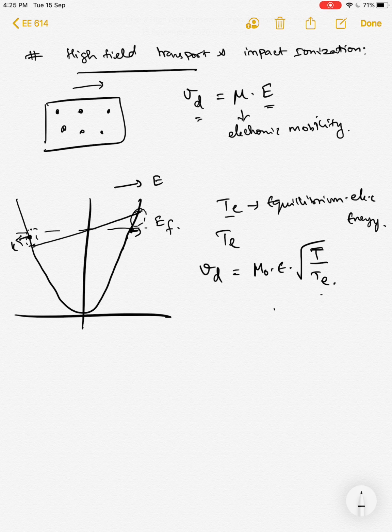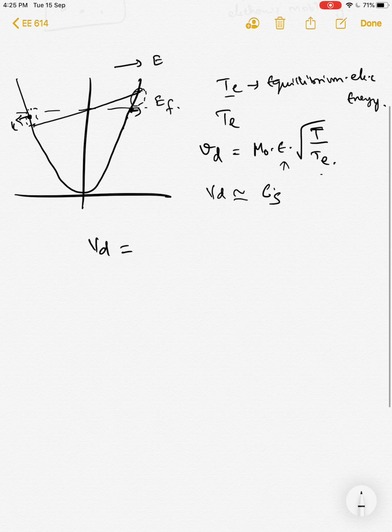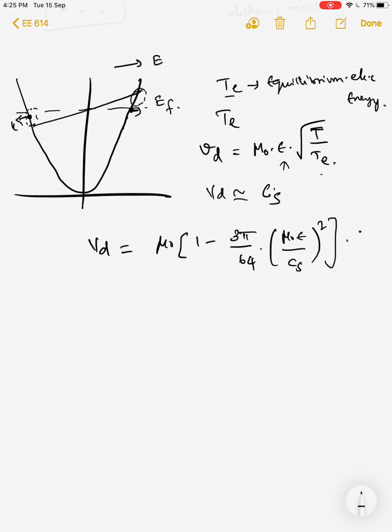However, as you increase the electric field, the velocity starts to increase. And if you reach a velocity which is close to the velocity of sound, so if Vd is approximately equal to the velocity of sound, you have what is called a deviation from this constant mobility model, right? And you have the velocity written as mu naught times (1 minus 3 pi by 64 times (mu naught E by Cs) squared) into E. So you have this expression, which is replacing the actual mu, that is the constant, in the velocity versus applied electric field relationship, by this particular value, which you can see is dependent on the applied electric field, and it is actually proportional to the actual velocity.